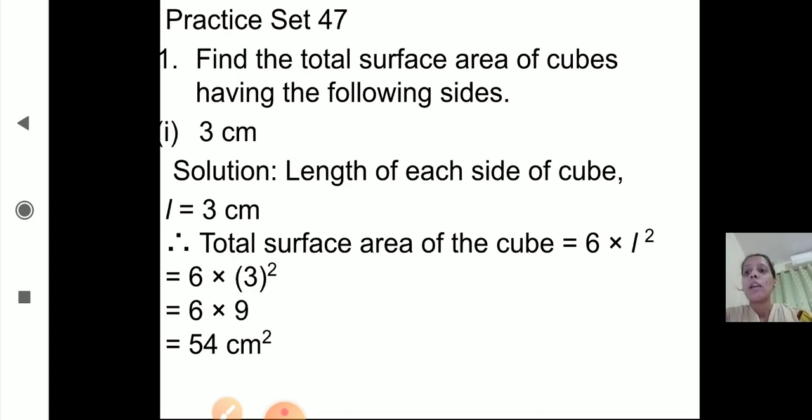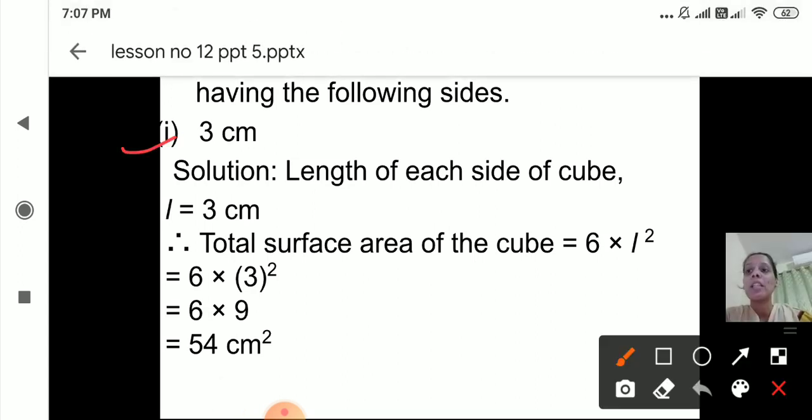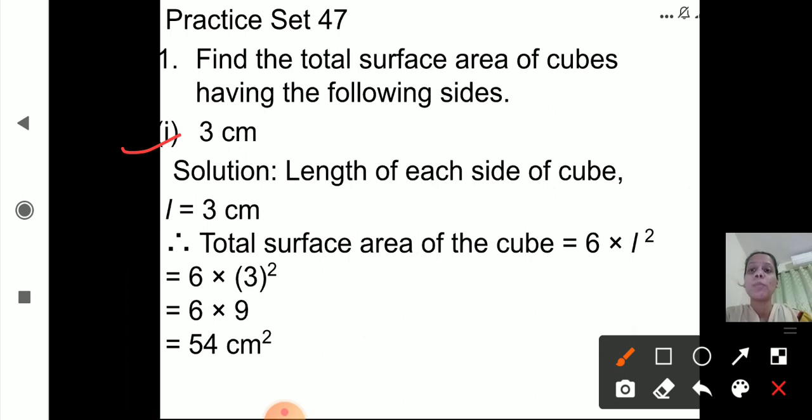Now the first sum, that is 3 cm. Side is given of the cube, that is 3 cm. So in solution we will write down length of each side of cube, that is L, is equal to 3 cm, which is given in the question. L is given 3 cm, side is given 3 cm. So what is the formula to find out total surface area? Therefore total surface area of the cube is equal to 6 into L square. This is the formula to find out total surface area of cube, right? So 6 multiplied by L square.